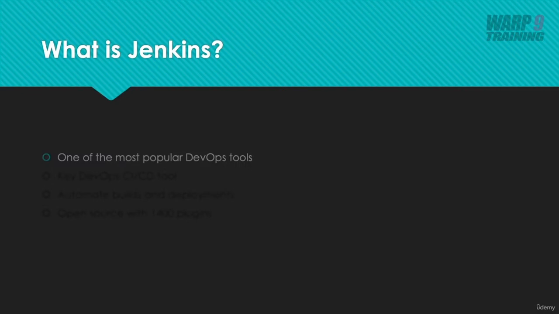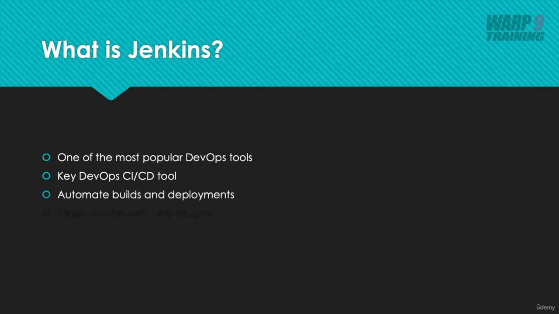What is Jenkins? It's one of the most popular DevOps tools. It's a key tool we as DevOps engineers use for CI/CD. CI/CD is continuous integration, continuous delivery, and by the end of this course, you're going to be an expert at it. We use Jenkins to automate builds and deployments. This is why it's so popular.